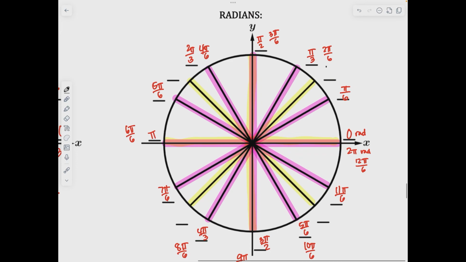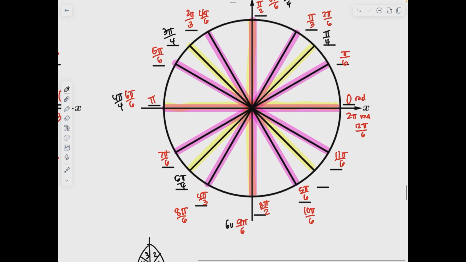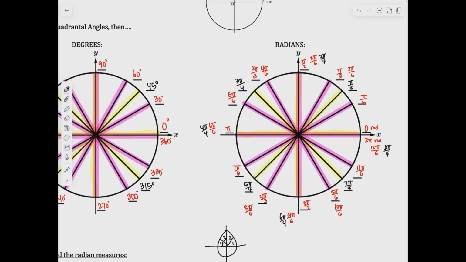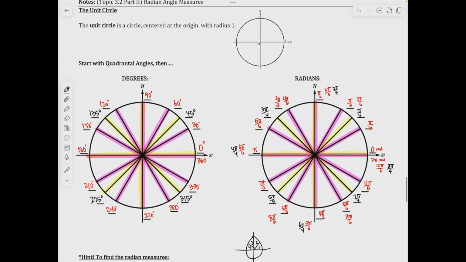So the first one, 45 degrees, is 1 pi over 4. The second one is 2 pi over 4, which reduces to pi over 2. This is 3 pi over 4. This is 4 pi over 4, 5 pi over 4, 6 pi over 4, 7 pi over 4, 8 pi over 4. So that's how we get our degrees and our radians.